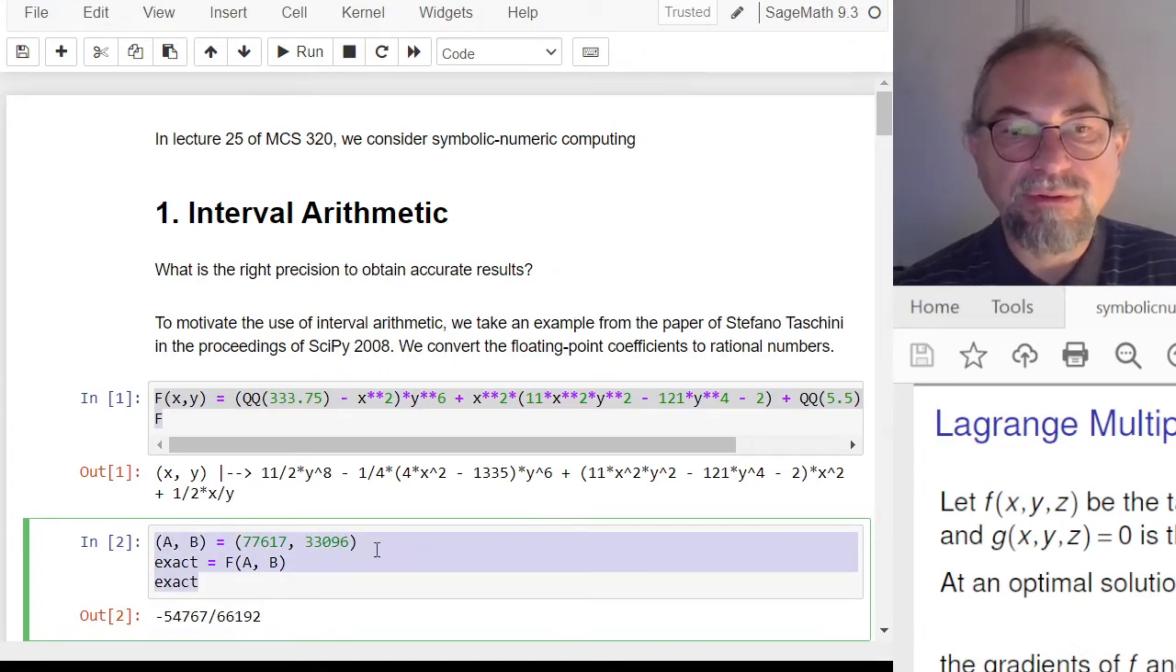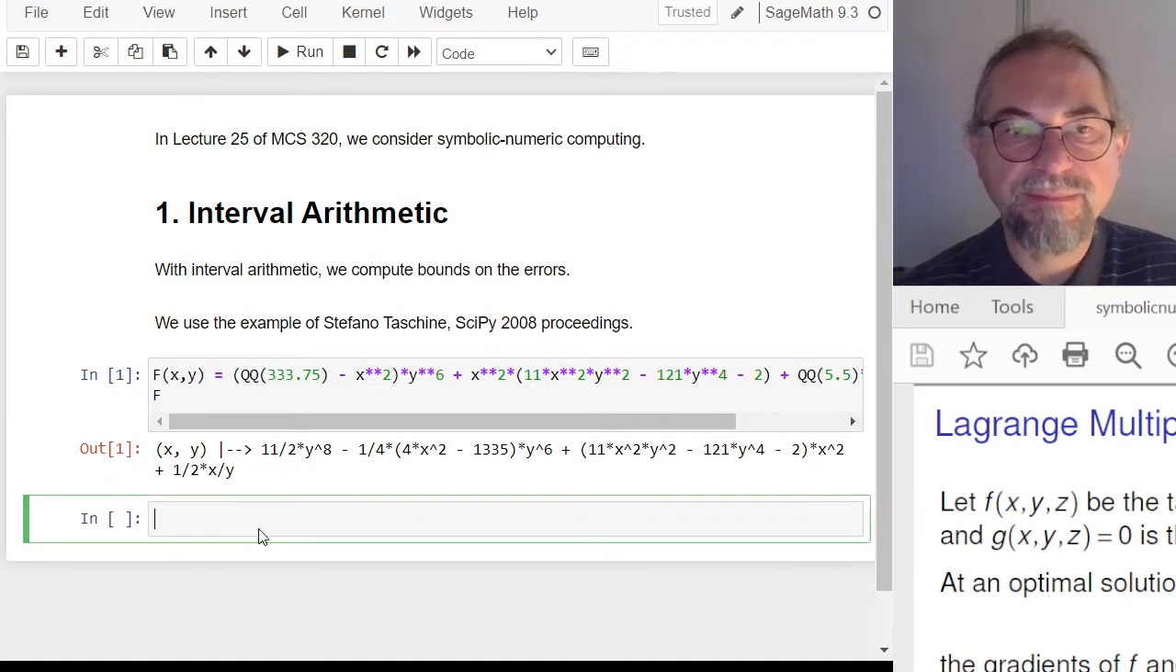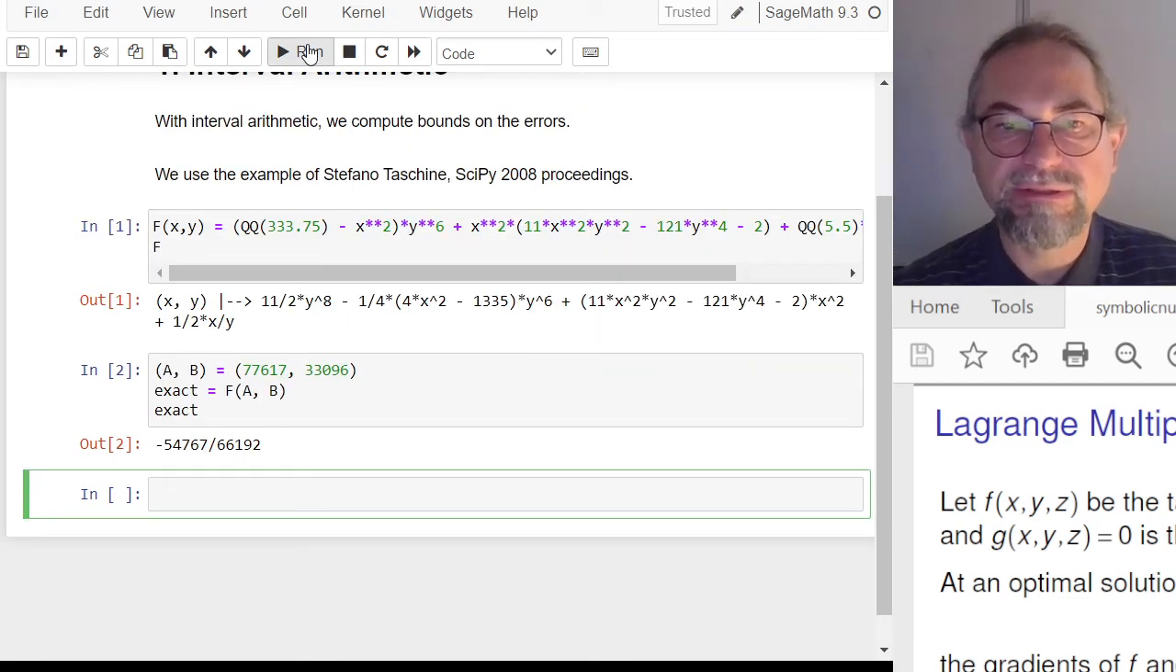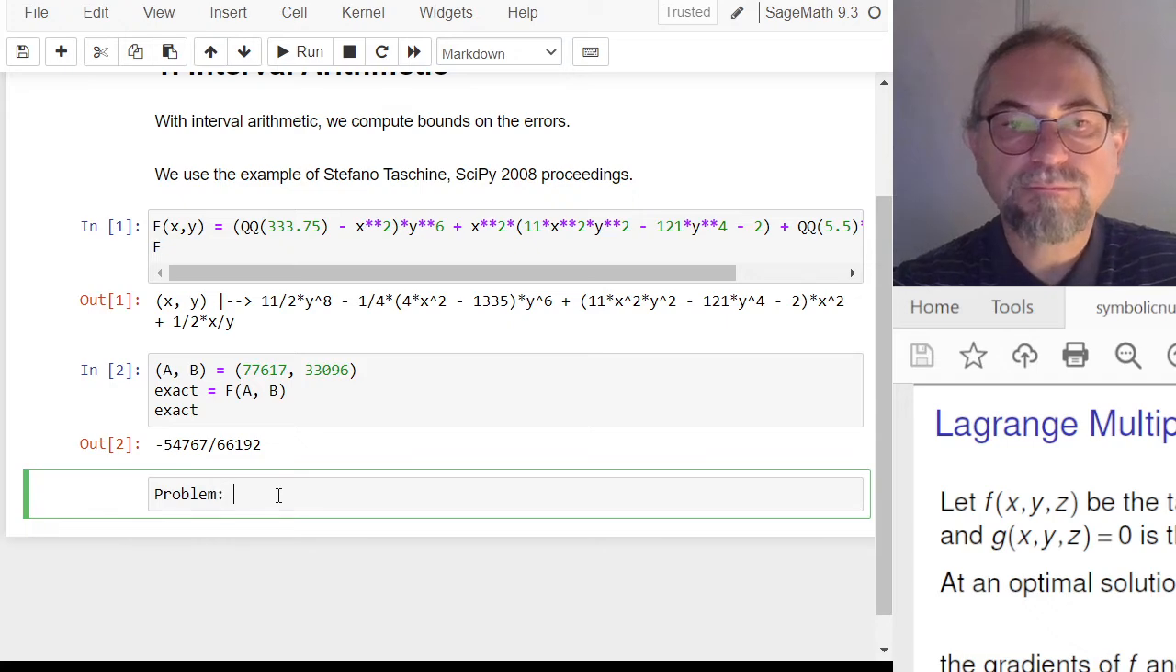So let me copy also the other cell. That's the last copy and paste that I will do. So this defines the setup. Here we have our exact calculation. So this is our reference. Now what is the problem? Find the precision needed to obtain an accurate result.